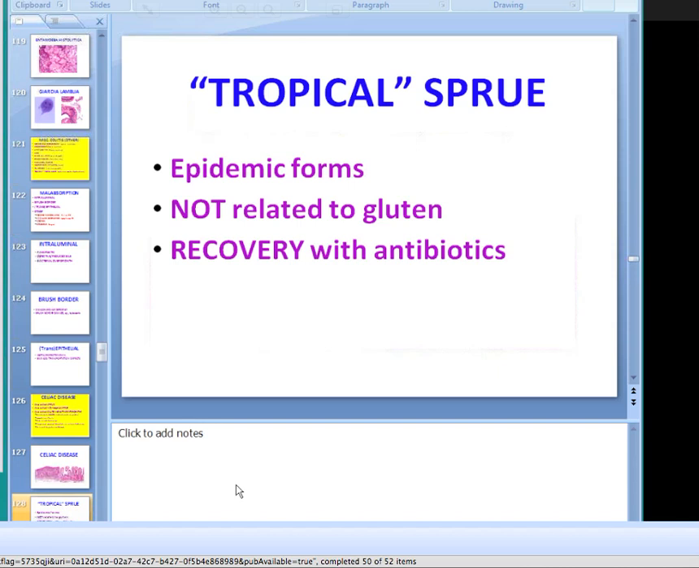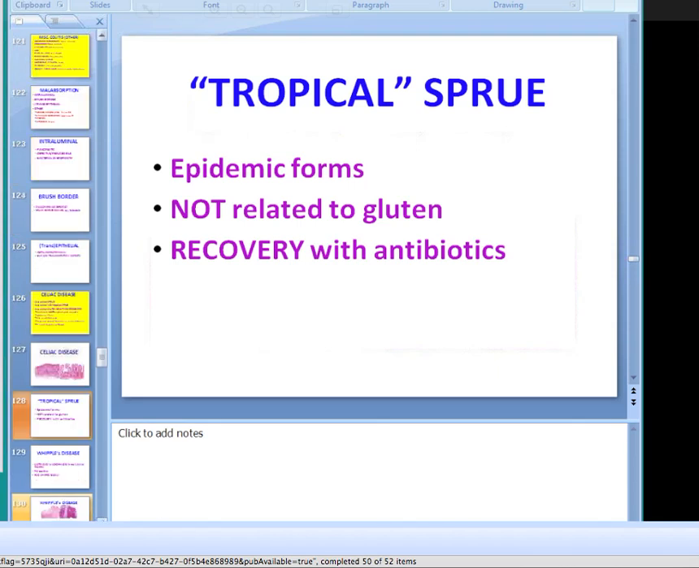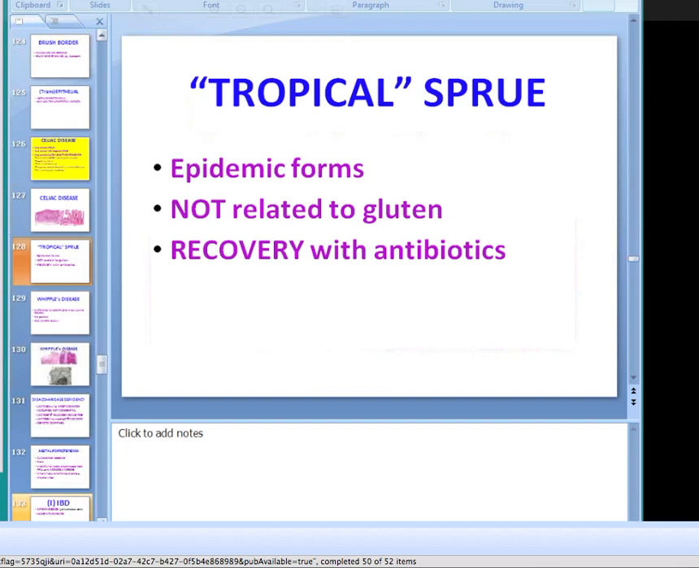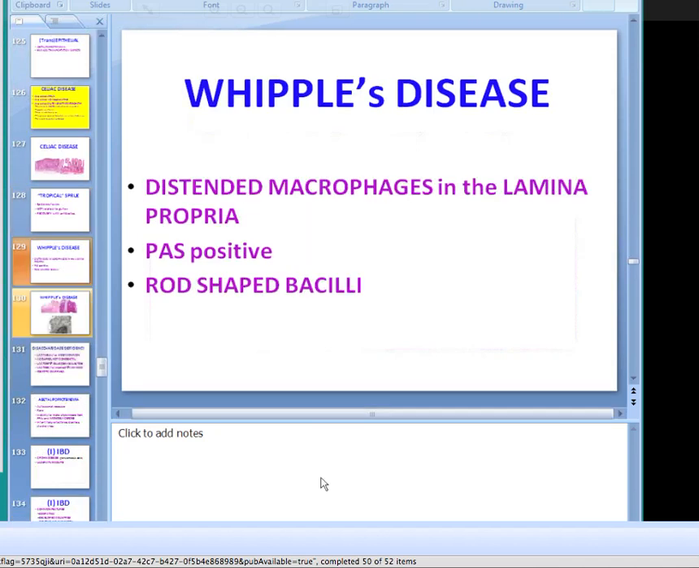There's also a form of sprue, or celiac disease in a way, which occurs often in epidemic forms, and it can be recovered with antibiotics, and it's not related to gluten, so it's a different disease. That's called tropical sprue. So tropical sprue is an infectious disease occurring in epidemics. It's not related to gluten sensitivity, but non-tropical sprue or classical sprue or celiac disease or villus atrophy or gluten-sensitive enteropathy, this is the one that's caused by sensitivity to gluten.